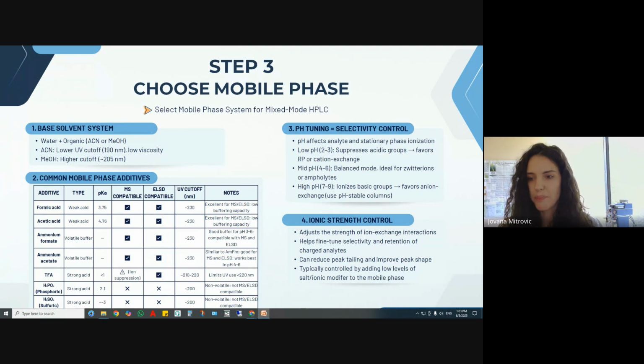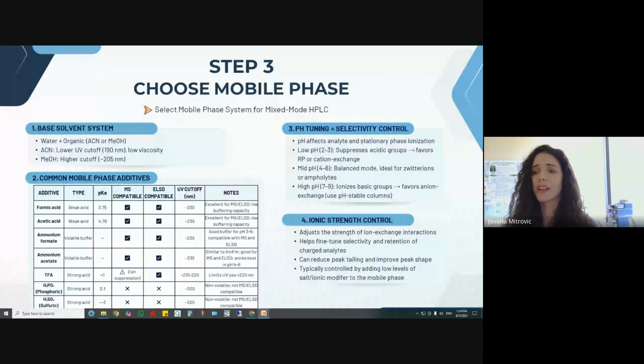Now that we picked a column, the next step is selecting the mobile phase. And this choice is key to controlling retention, selectivity, and detection compatibility as well. So we typically start with a base solvent system of water and an organic solvent like acetonitrile or methanol. Acetonitrile usually gives us lower viscosity, while methanol can provide different selectivity, for example, for certain analytes.